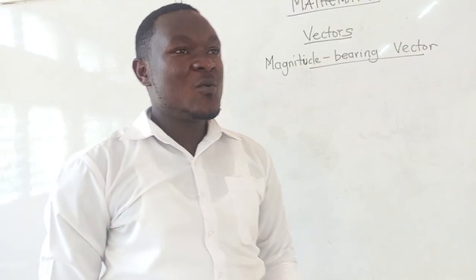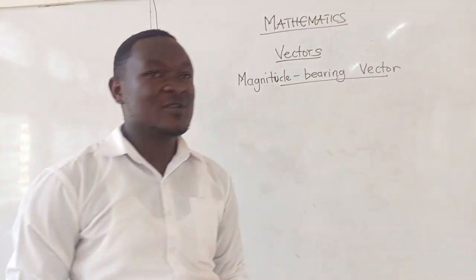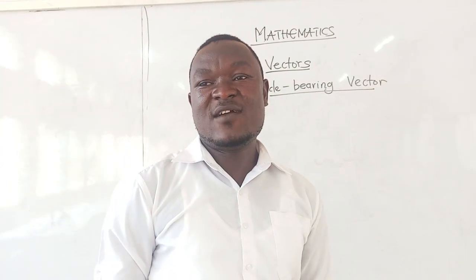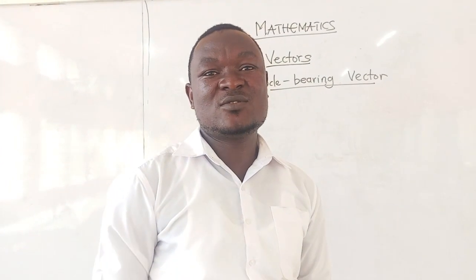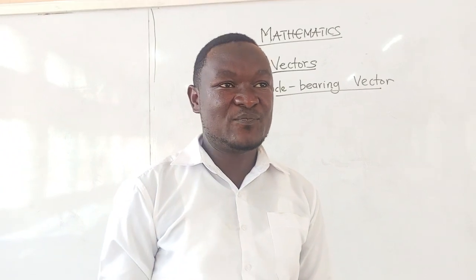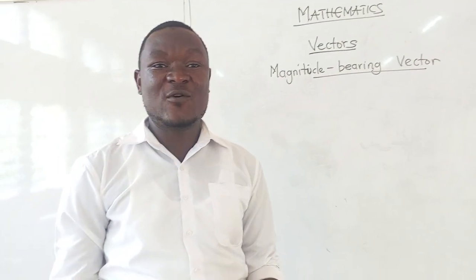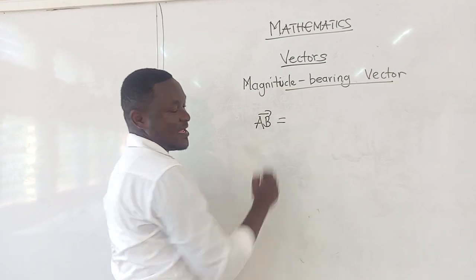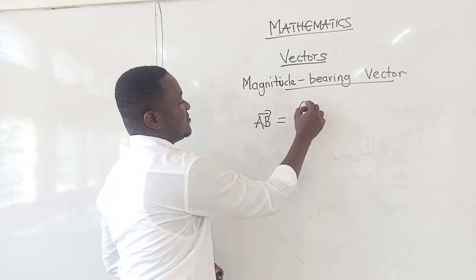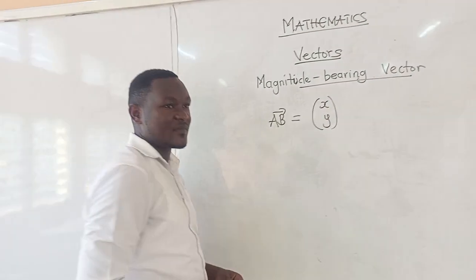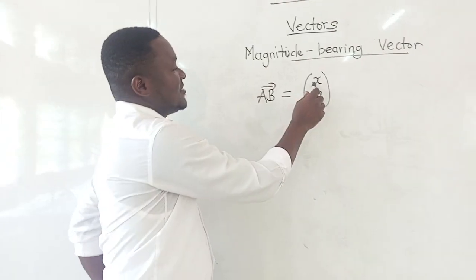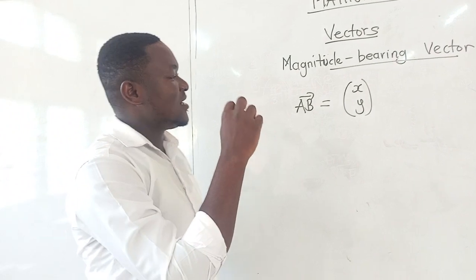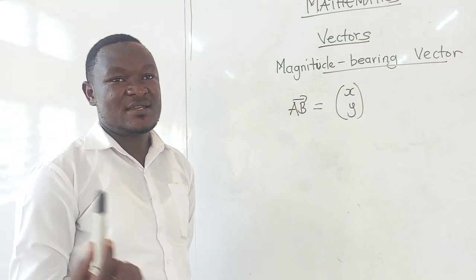So, what we'll be doing under this subtopic is, we are going to learn how to change a vector from the component form to magnitude-bearing form. So a vector in the component form is given as vector AB is equal to x, y, where x represents the vector in the x component, and y represents the vector in the y component.